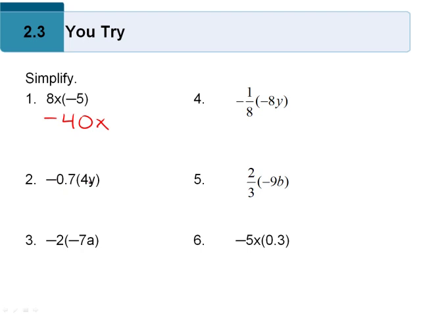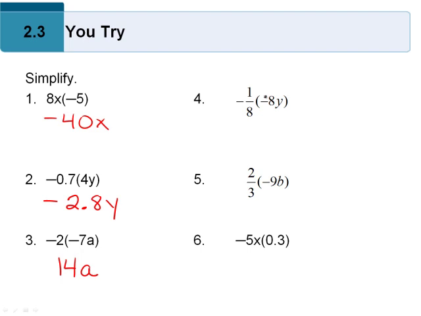Now, number 2, we have decimals there. So remember, if we multiply 4 times 7, first of all, we know a negative times a positive is going to be a negative. 4 times 7 is 28, but you need 1 decimal place. So it's going to be negative 2.8y. Okay? Number 3, negative 2 times negative 7a. A negative times a negative is going to be a positive 14a. Just stick the variable at the end.